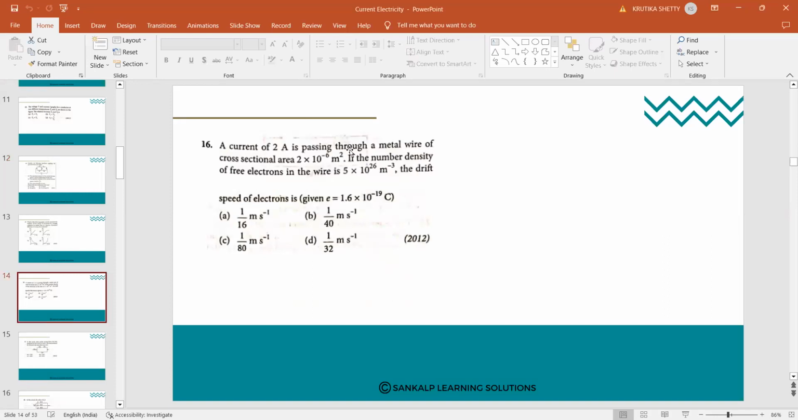A current of 2 ampere is passing through a metal wire of cross section area 2 into 10 to the minus 6 meter square. If the number density of free electrons in the wire is 5 into 10 to the 26 per meter cube, the drift speed of the electron is?